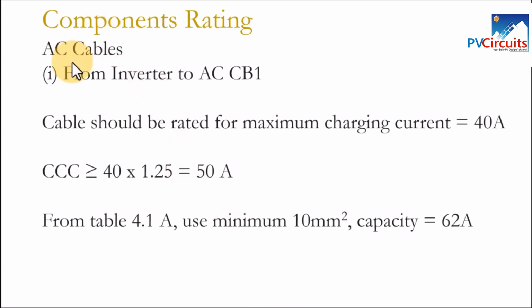Next we go to the AC side of the inverter, and we do the cable from the inverter to the AC circuit breaker 1, and again we find that the maximum current there is 40 amps. So again we use the same cable as we've calculated previously.